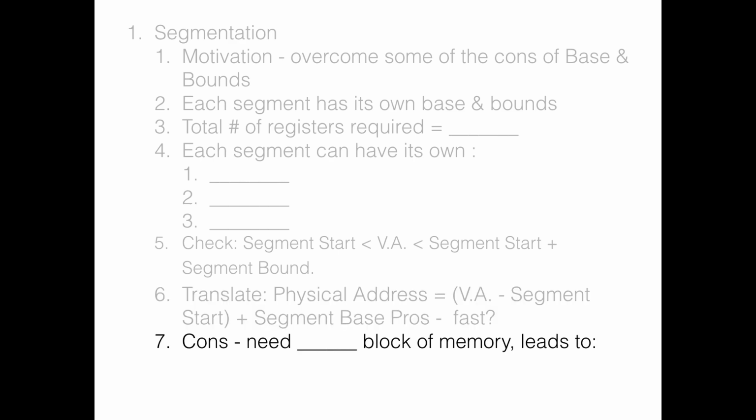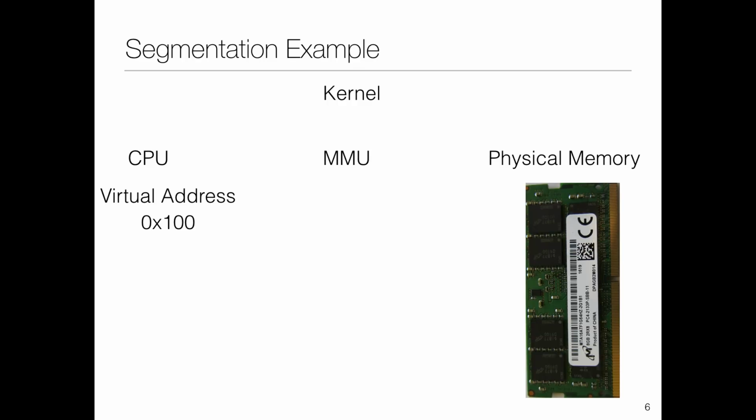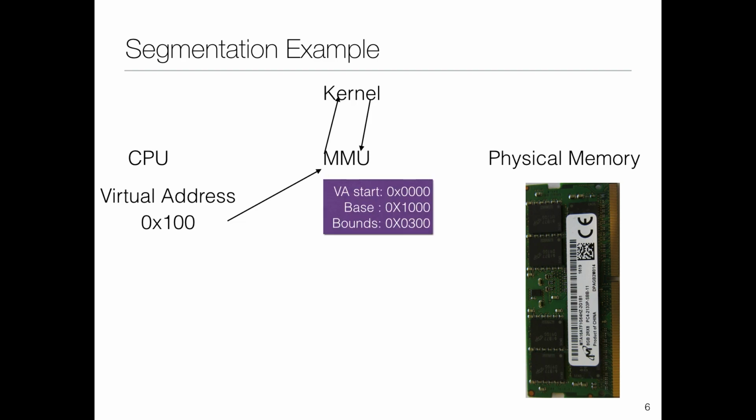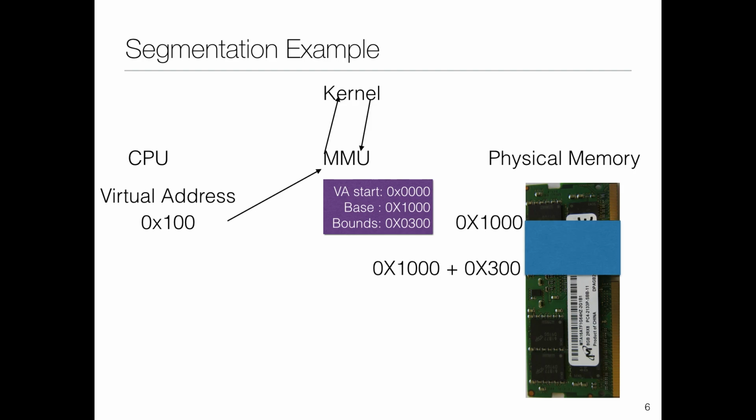Cons: while it is somewhat of an improvement over the regular base and bounds dynamic relocation, it still requires a contiguous block of memory for that particular segment. This leads to internal fragmentation and external fragmentation. We looked at some simple examples. Virtual address 0x100 goes to the MMU, goes to the kernel, and comes back from the kernel. You have 3 important registers now: virtual address start, base, and bounds. The base address plus the bounds is what you get in the physical memory. The virtual address start and bounds is what you get for each segment in the virtual address space.